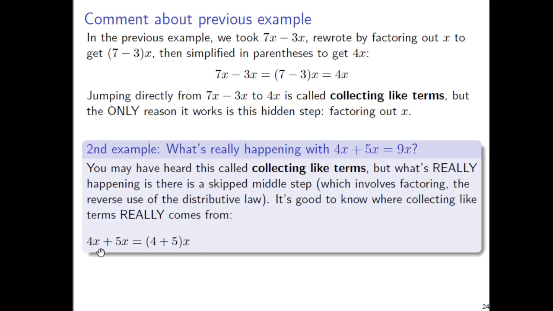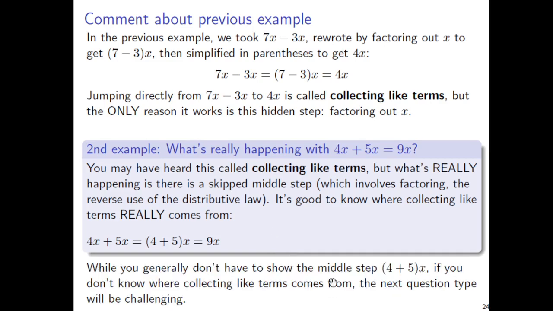This collecting is coming from factoring out an x and then simplifying what's in parentheses, because what's in parentheses is just plain old numbers with no variable. This is what's really going on. You have to know that collecting like terms really has, under the hood, a skipped middle step of factoring out the variable. This will become very important in some work we see in just about a week or two. So while you generally don't have to show this middle step, you do need to know where collecting like terms comes from.